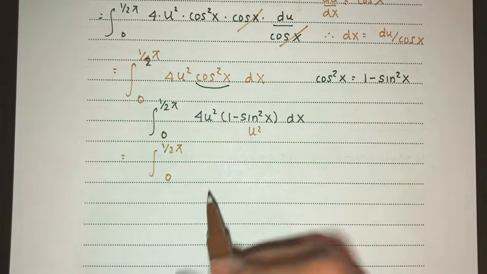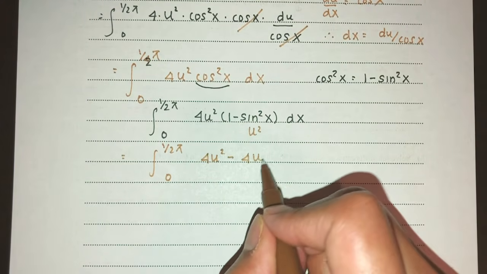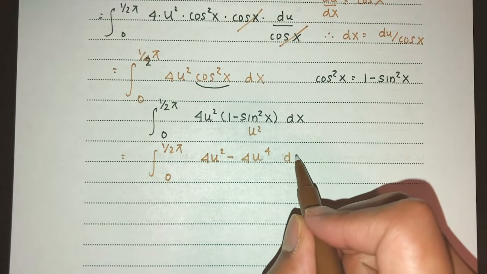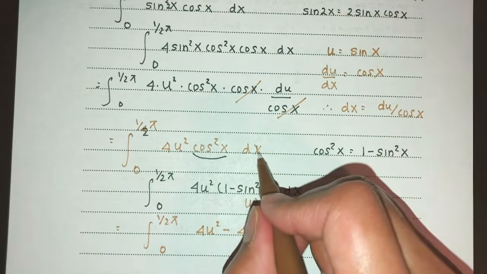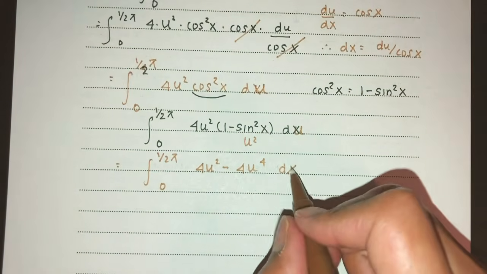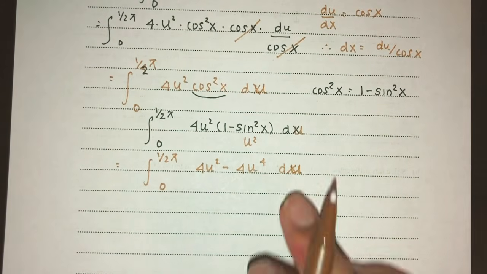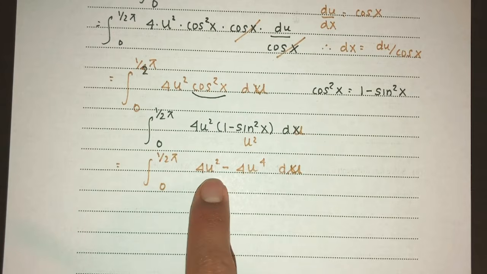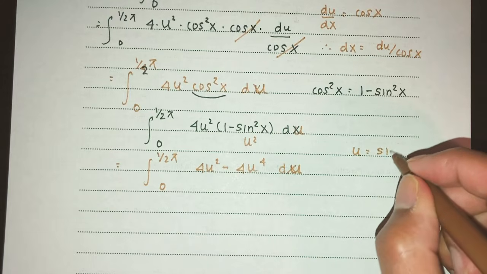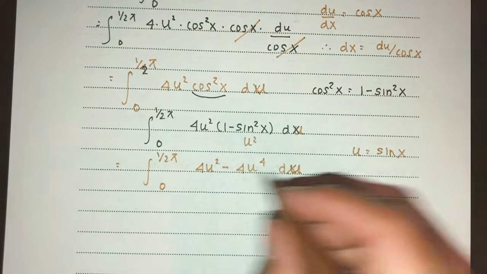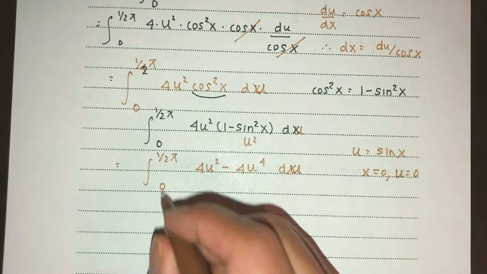You will have 2x over 0. This will become 4u square minus 4u power 4 by dx. So this is du, not dx. Dx is gone already. We have to use du. Okay, so here one thing we can do now is, if you want to use the u, you have to change the limit. So as we know, u is equal to sine of x. So when x is equal to 0, what is the value of u? U will be 0. So this will be 0 as well.